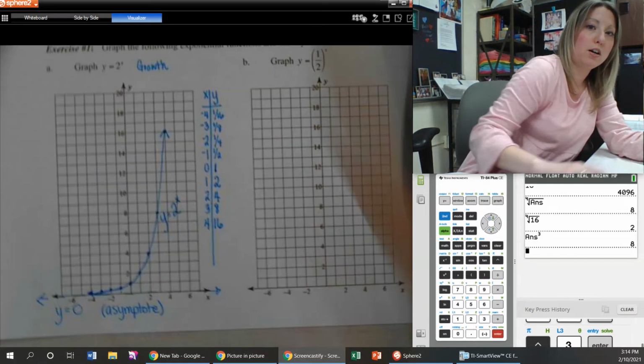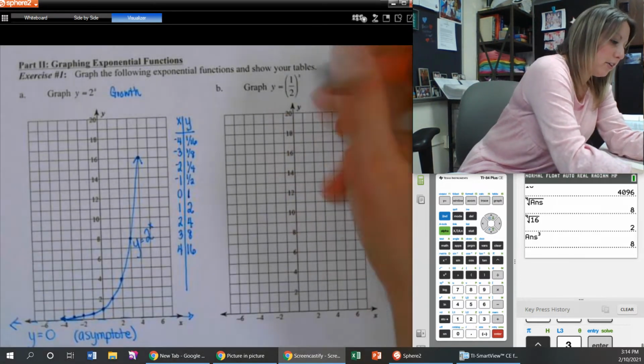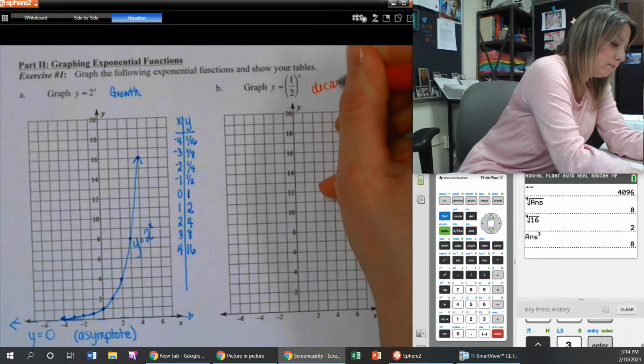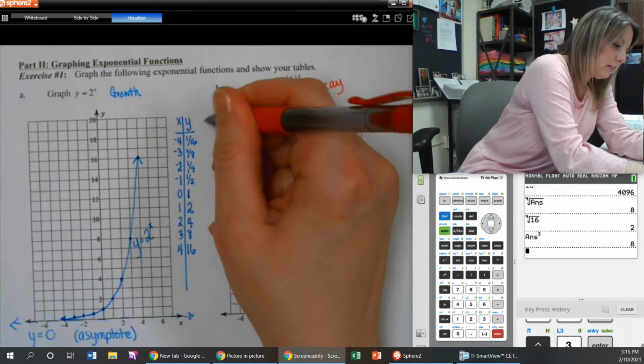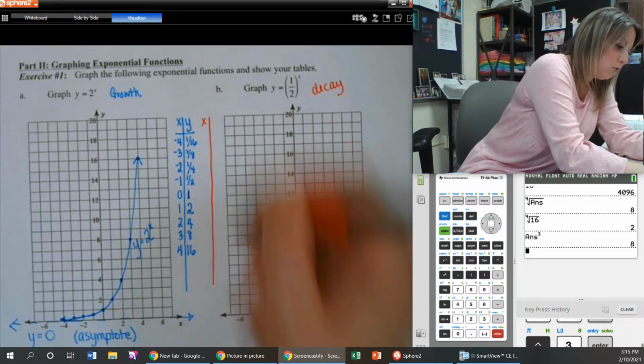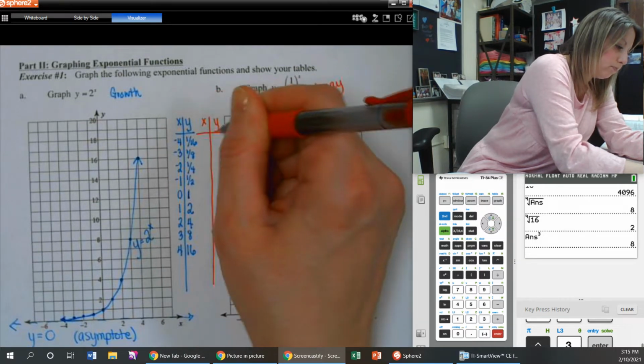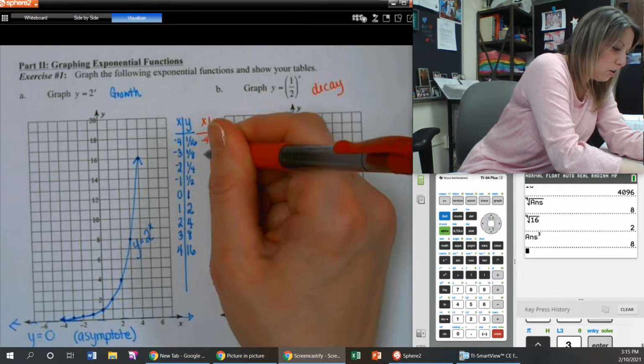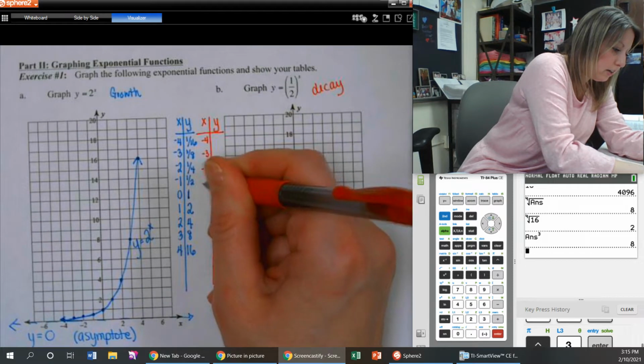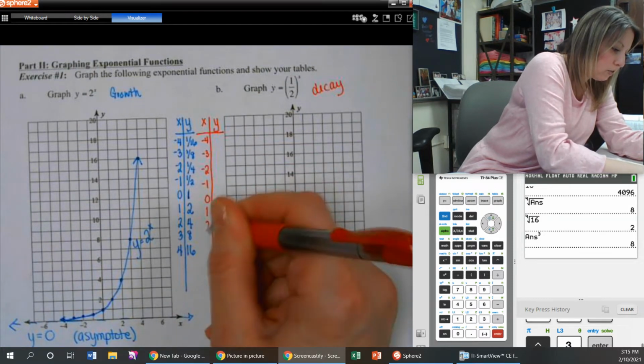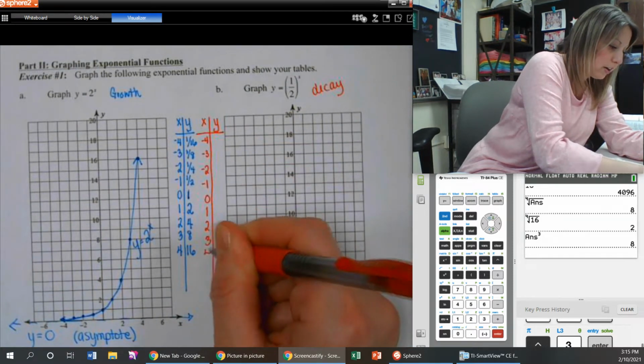Let's go for the decay model over here. And let's do this in red so I can do them right next to each other. I'm still going to do my same x values and look at their matching y's.